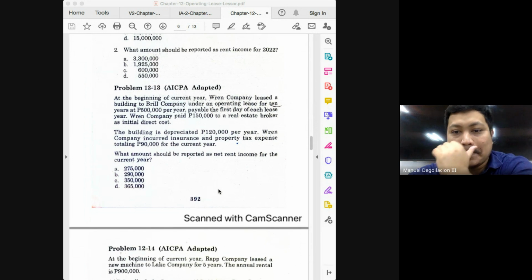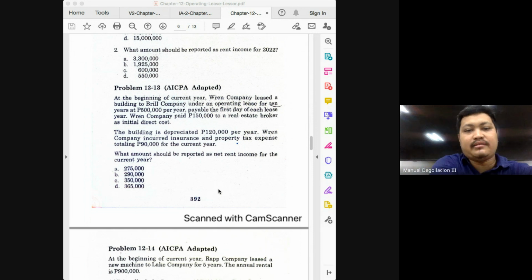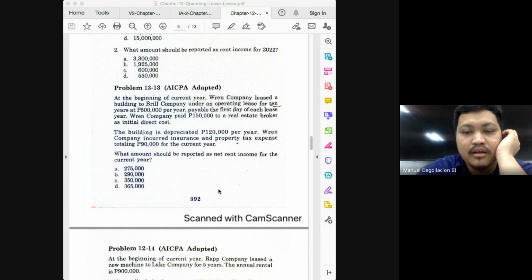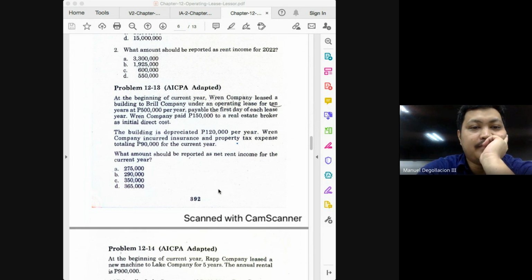Okay, next. What amount should be reported as net rent income for the current year? We are now in problem 12-13. Information: the company leases a building under an operating lease for 10 years at 500,000 per year, payable the first day of each lease year. The company paid 150,000 to a real estate broker as initial direct cost.